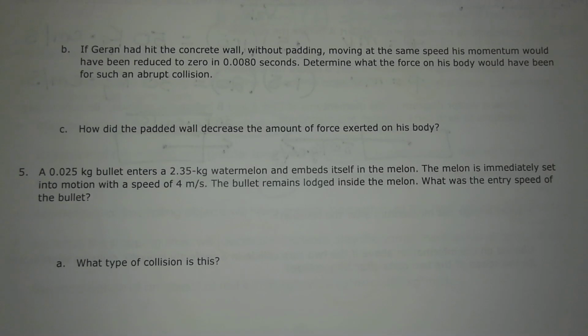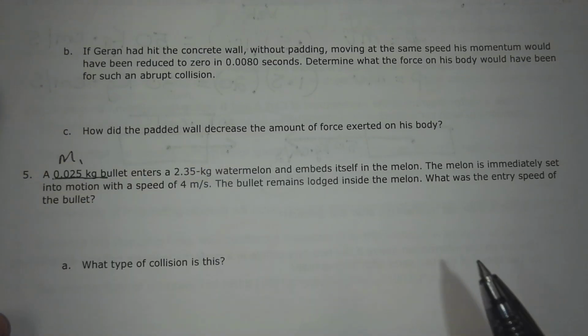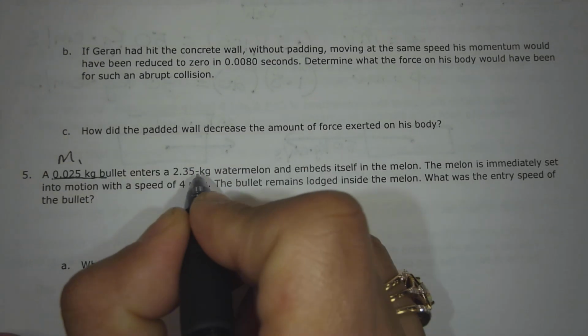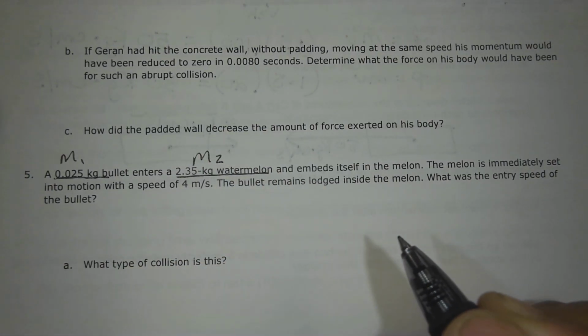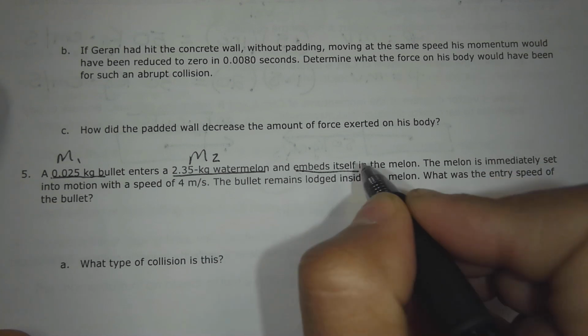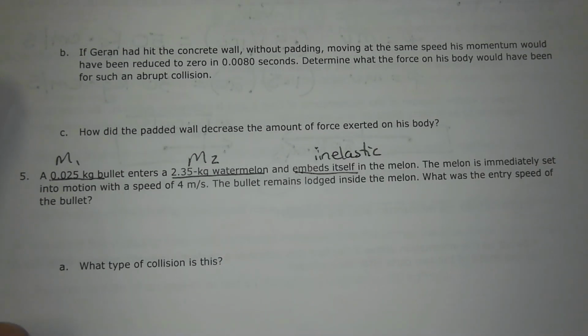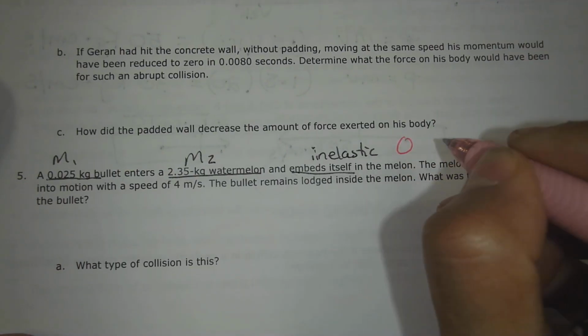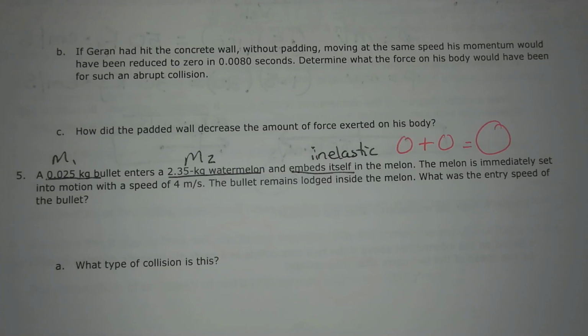Alrighty, I have a bullet. Now, a bullet is an object, and they gave us the mass, so I'm going to call this M1. It enters a watermelon, and the watermelon has a mass, M2, and embeds itself into the watermelon. Embeds itself means that it's going to be an inelastic collision, meaning object number 1 plus object number 2 equals 1 and 2 combined. Hopefully that's what you're looking at this moment.